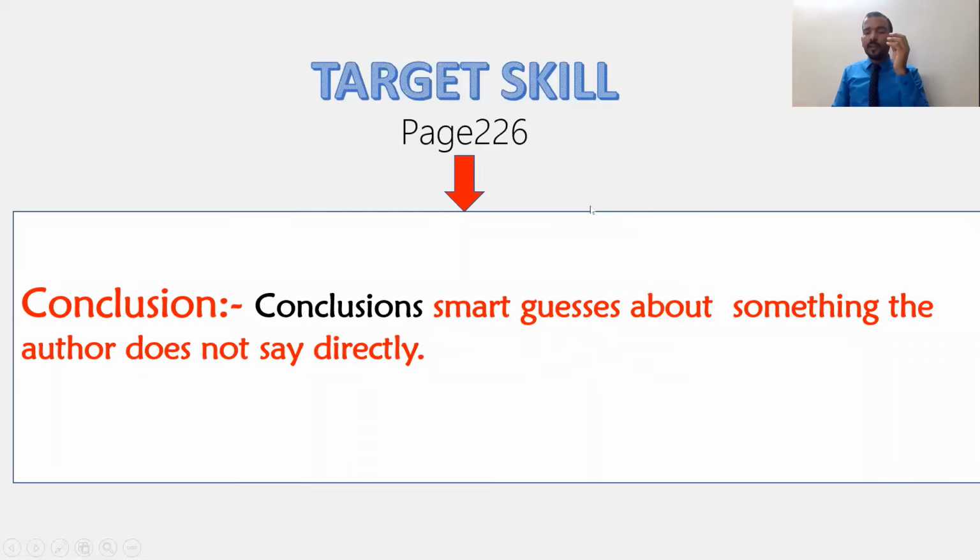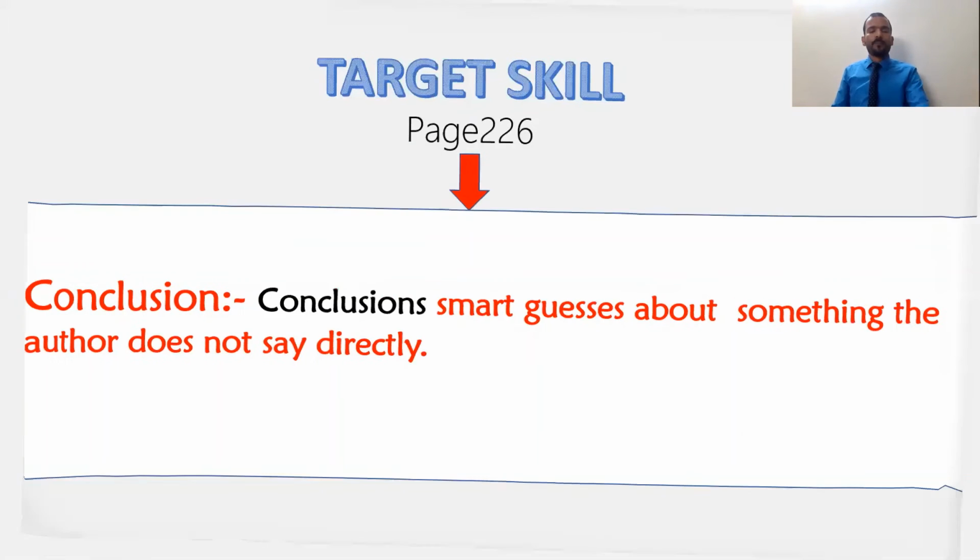Second one, page 226, target skill. Our reading target skill for today is conclusion. Conclusion means smart guesses about something the author doesn't say directly. So when you read the story, you conclude, you understand something the writer of the story was going to tell you.